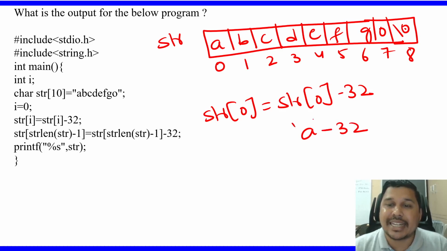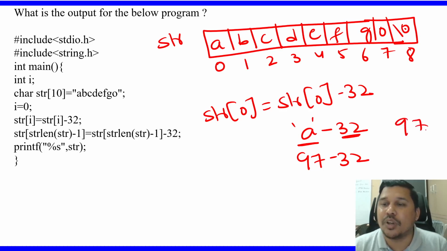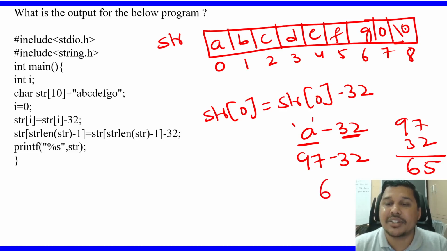When there is a character and an integer number, what will the compiler do? It will convert the character a to its ASCII value and then do the subtraction. What is the ASCII value of small a? It is 97 minus 32. What is 97 minus 32? Mathematically, it is 65.